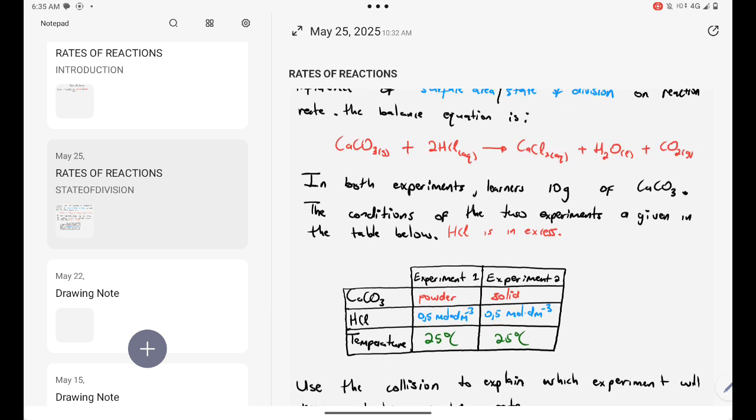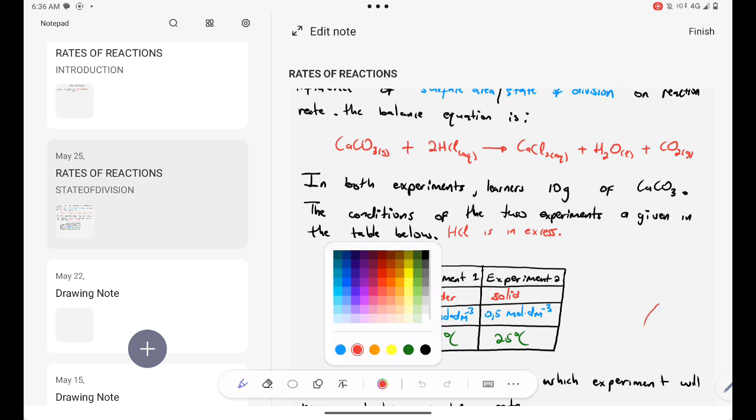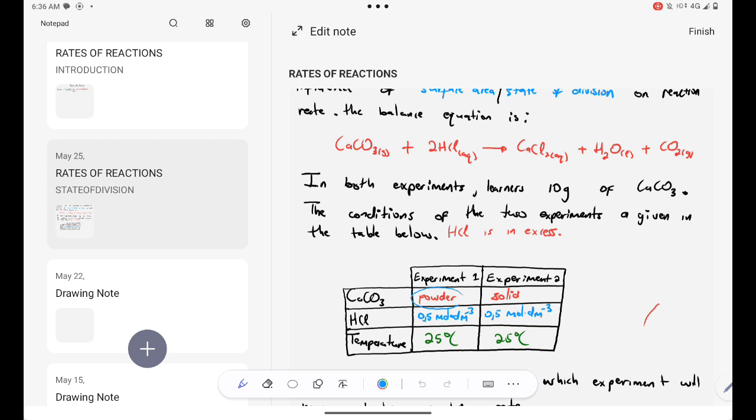For experiment 1, in both experiments the temperature is kept the same. The concentration of our excess hydrochloric acid is kept the same. However, the states of division is not the same. In experiment 1, our calcium carbonate is in powder form, and in experiment 2, our calcium carbonate is in solid form. Please note that the one that is in powder form will simply have the highest rate of reaction.